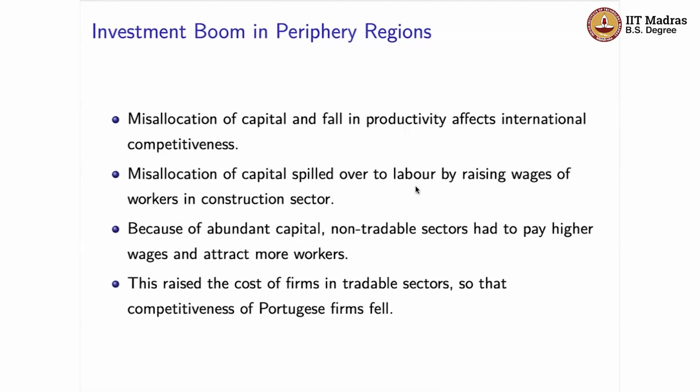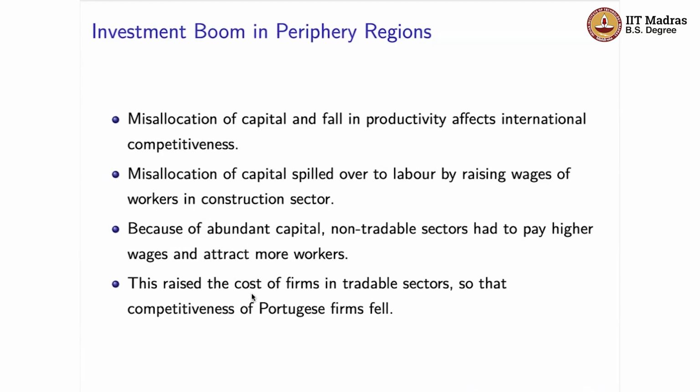For instance, if you have too much money going into construction activities which are not productive, then the wages in the construction sector would go up. And in order to keep up with that, the wages in the other sectors would also need to go up, right? So you can see that these distortions tend to spread, right? So as a result of this abundant capital going to the non-tradable sectors, they had to pay higher wages and attract more workers, right?